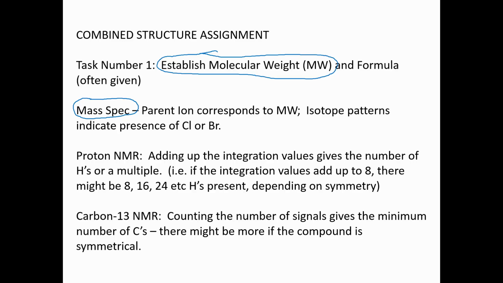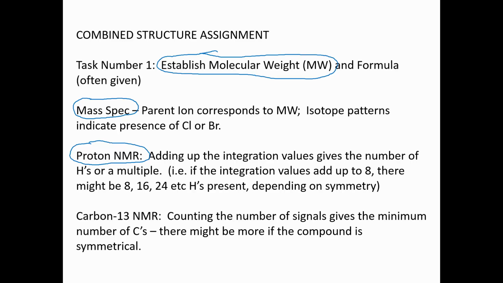Other places give us some idea of the formula too. For example, the proton NMR. If we look at the integration numbers underneath each of the peaks, they ought to add up to the total number of hydrogens in the molecule. If the integration values add up to 8, that means that there's likely 8 protons, but there could be 16, 24, any sort of multiple of 8, depending on the symmetry.